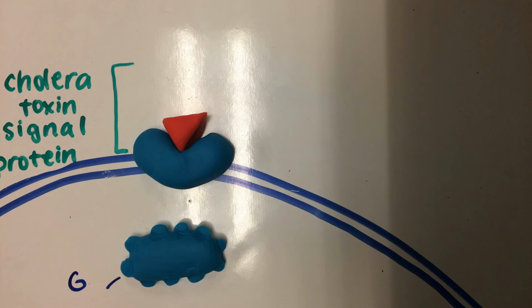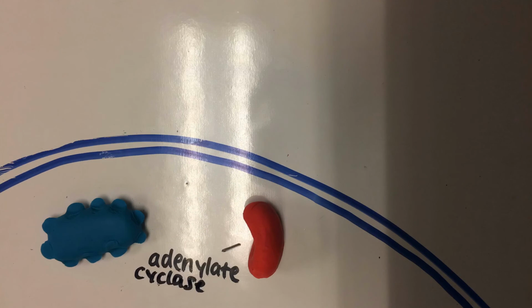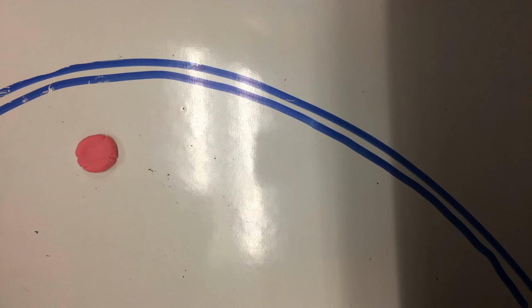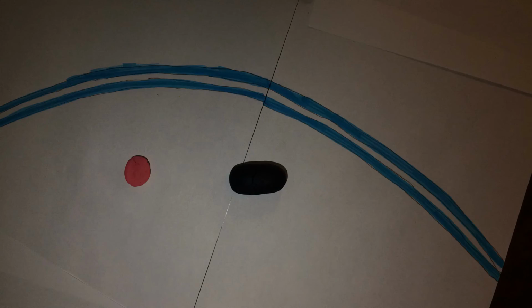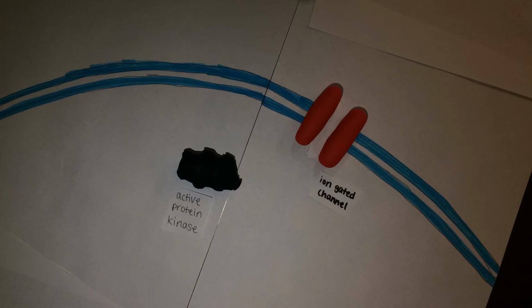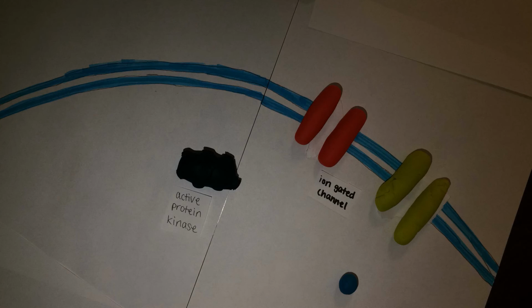The toxin then enters the cell and is converted into a G-protein. The G-protein binds to the enzyme adenylate cyclase. The enzyme then activates and converts ATP to cyclic AMP. The cAMP then activates a protein kinase. This activated protein kinase will open the gated ion channels and release molecules of chlorine and sodium. In addition to these, water molecules also exit the cell.